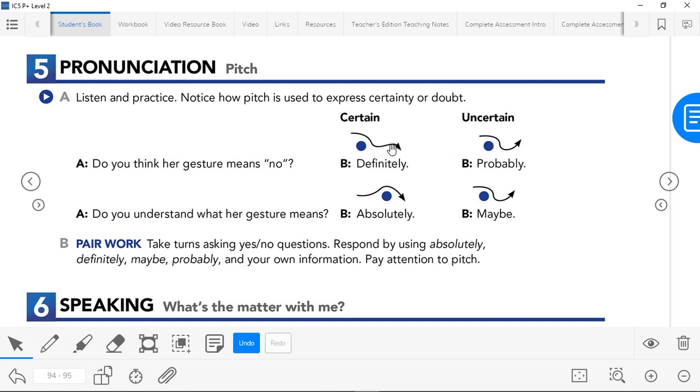We usually have it in all of the languages, so you are pretty much attuned to this. You already know this thing. Do you understand what her gesture means? Absolutely. I absolutely know what she means. Oh, well, maybe I know what she means. Maybe? Okay, that's the difference between the pitch for certain and uncertain.